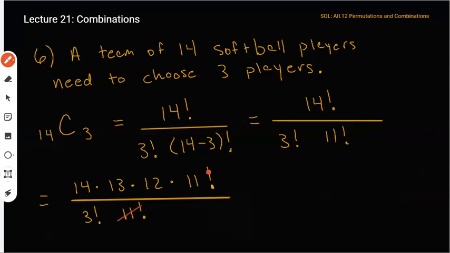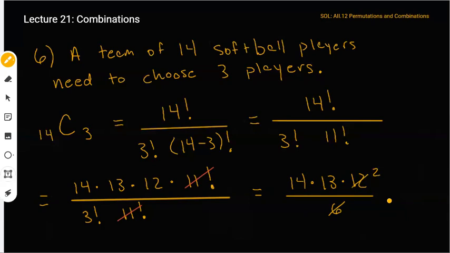So when I do that, these are going to cancel out. I know that 3 factorial is going to be 3 times 2 times 1. That's going to give me 6. So I'm just going to have 14 times 13 times 12, all divided by 6. So now I can simplify a little bit. If I divide by 6 at the bottom, I need to divide by 6 at the top. So this 12 is going to change into a 2.